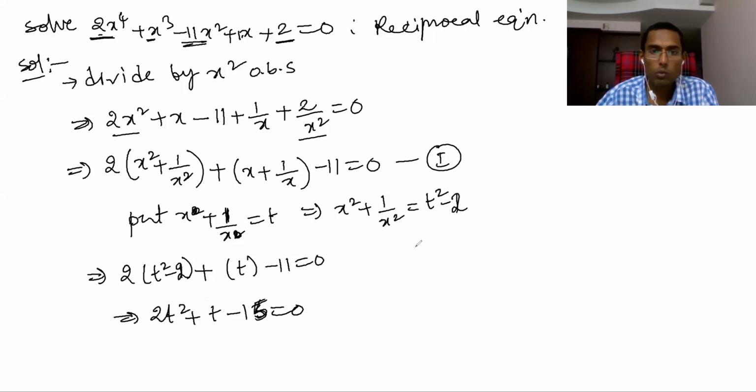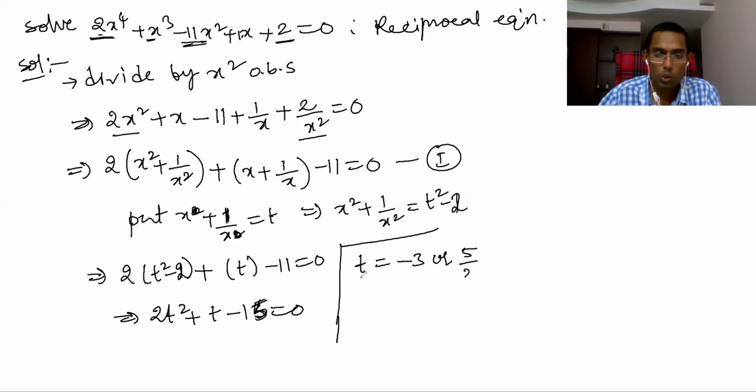Then automatically from this, what are the roots you get? One root is negative, the other root is positive. So if you solve this, you are going to get t equal to minus 3 or 5 by 2. So again, x value you take like previously what we have taken: x plus 1 by x equal to minus 3 or 5 by 2. So from this, what you are going to get, you know.